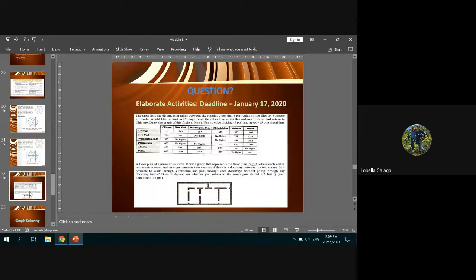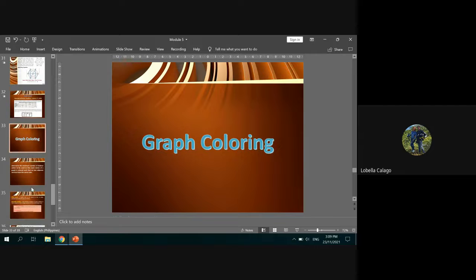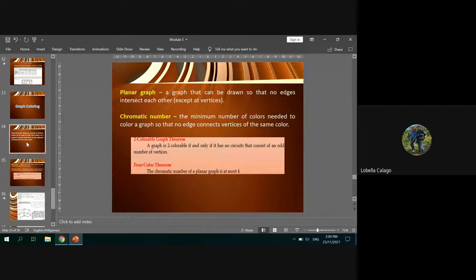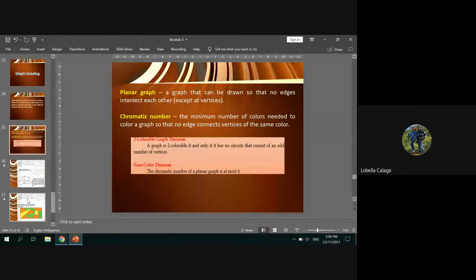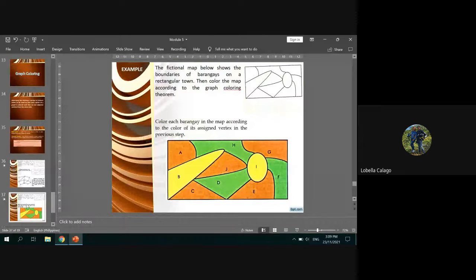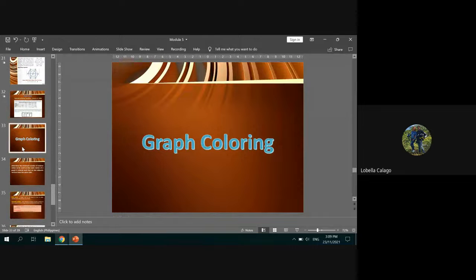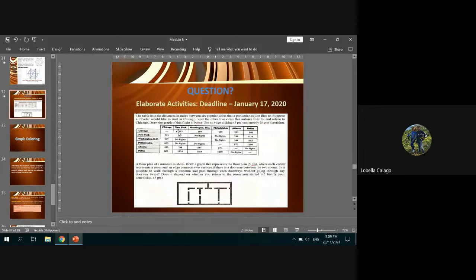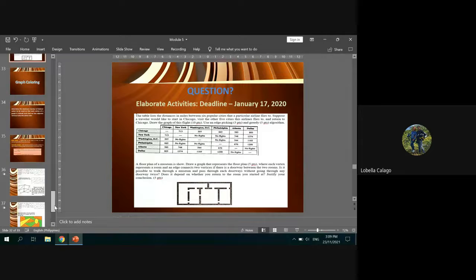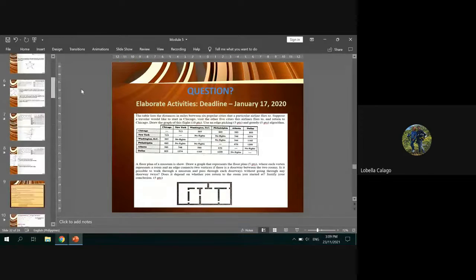Okay, any questions? So, ito yung bibigay ko na activities. Okay, si graph coloring. So, just read this portion. Yung graph coloring kasi, parehas lang din yan siya, pero color-color lang yung gagamitin. Kaya nga tinawag na graph coloring. Okay, so for your activity to be uploaded on the Thursday, ito yung gagawin ninyo. Create po kayo ng table, ng graphs, and then you're going to use an edge picking and greedy algorithm. Okay? So, wait for that to be uploaded on Thursday in your Google Classroom.